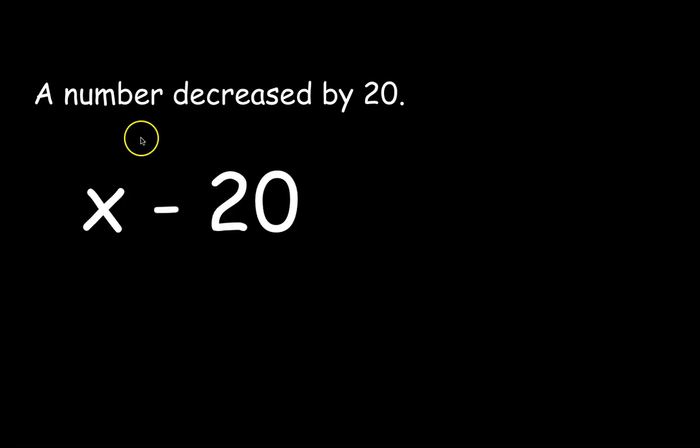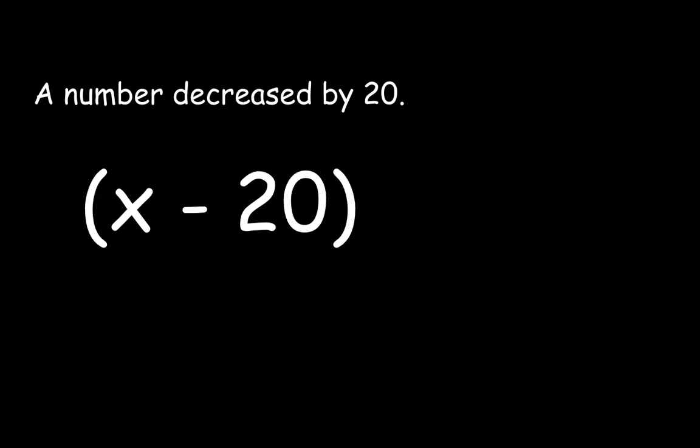Right, next one. A number decreased by 20. Think about that. What could you put? Again, I've gone for x minus 20. I could have used any variable there because I just said number, any variable. So that algebraic expression here is a number decreased by 20. And you can put brackets around it.